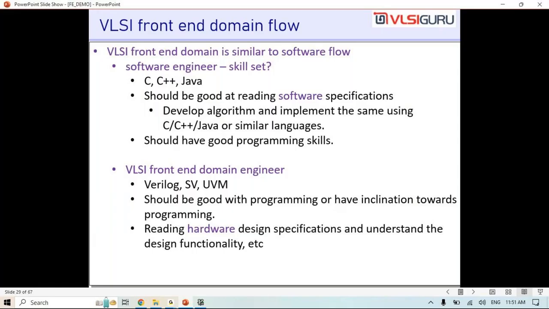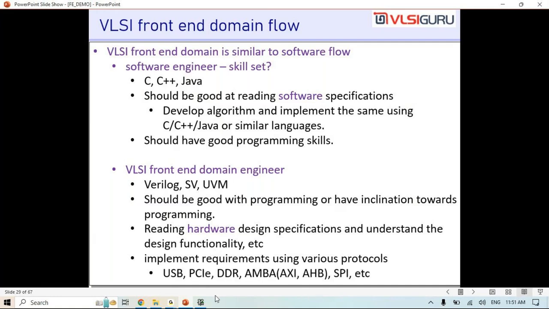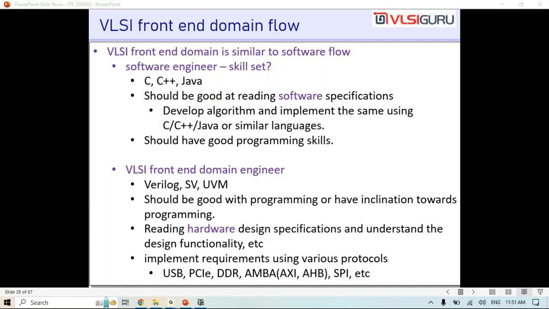You should read the hardware design specifications and understand the design functionality, because when you are developing or verifying hardware, you should understand how that hardware behaves, and implement it using different protocols. What kind of protocols? USB, PCI Express, DDR, AMBA, various protocols. Now, again, do we expect you to come with all this expertise? No. Whatever is required, everything will be taught from the basics.